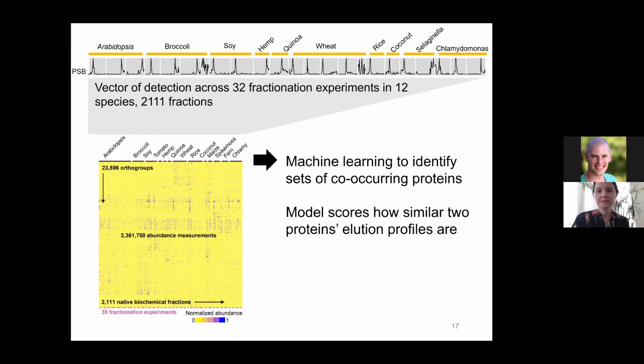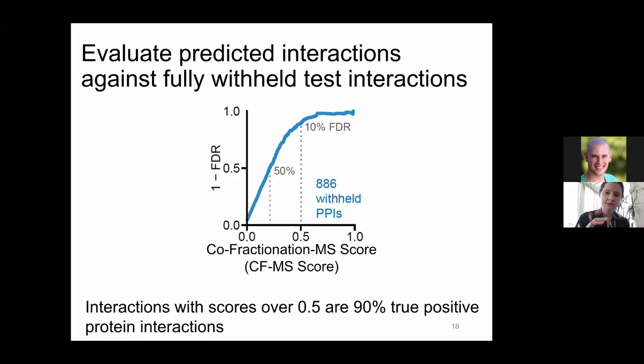With that, we can give each pair of proteins a score, and using a fully withheld set of known complexes that the model never saw, calculate false discovery rates. And so we can say at our cofractionation score of 0.5 or more, that's about 90% true positive protein interactions. And depending on your application, you might be willing to have a lower rate, like 50% of the things are true interactions. And so you can define which threshold you feel like using.